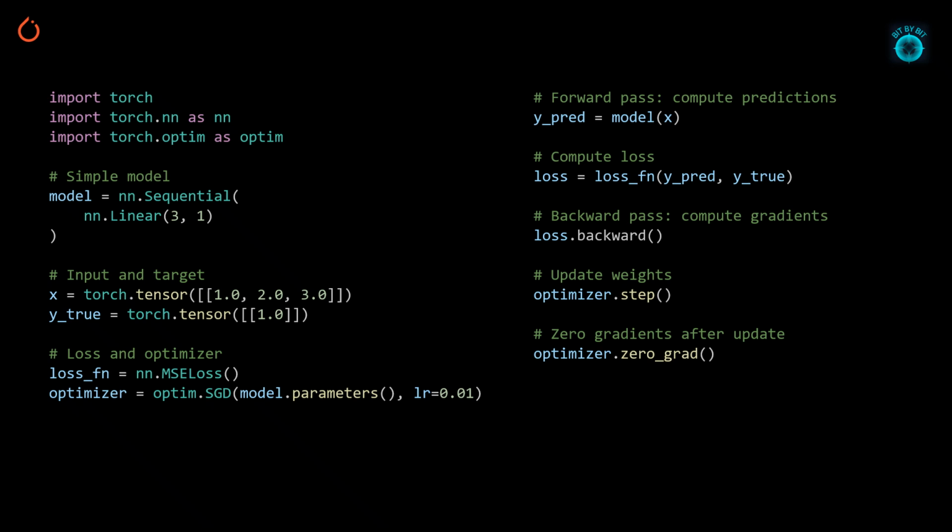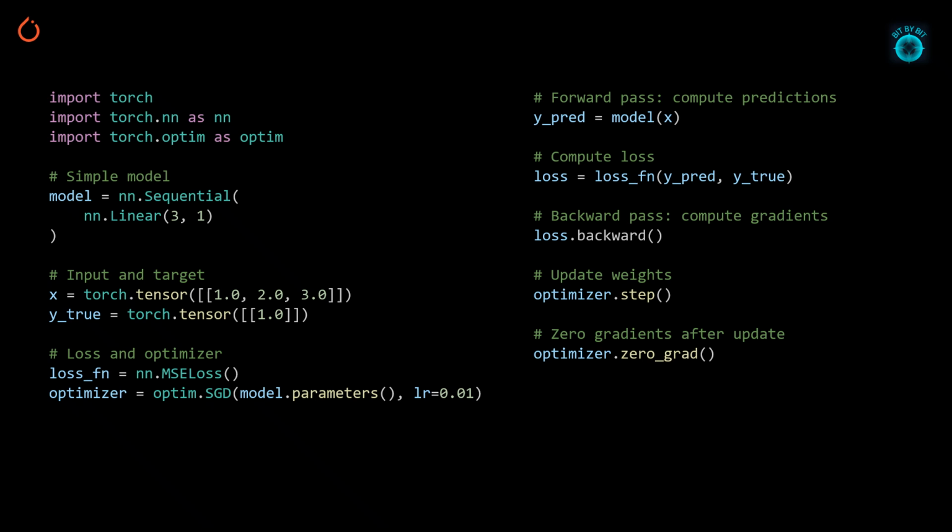In the forward pass, we pass the input through the model to get predictions. We compute the loss between the prediction and the true value. To perform the backward pass, we call .backward on the loss. PyTorch now calculates all the gradients automatically.